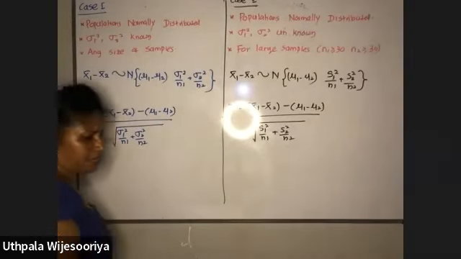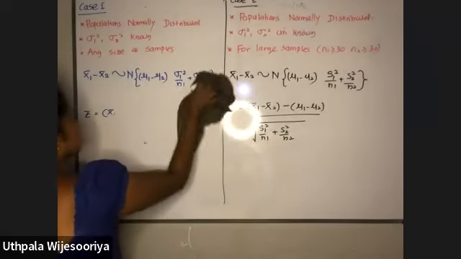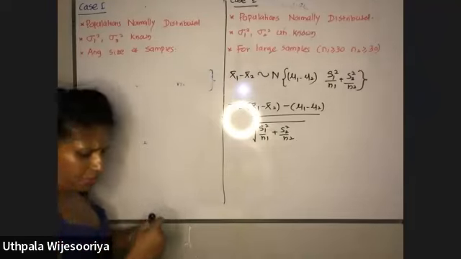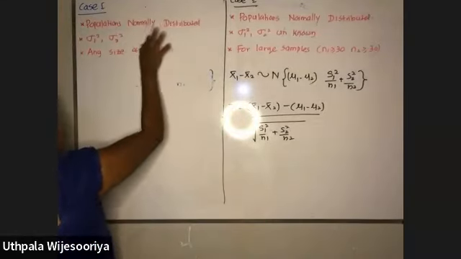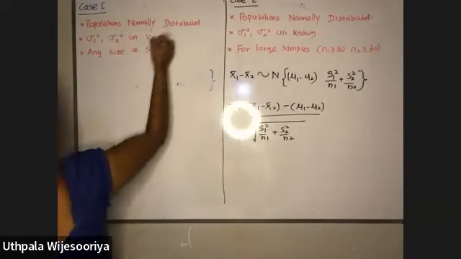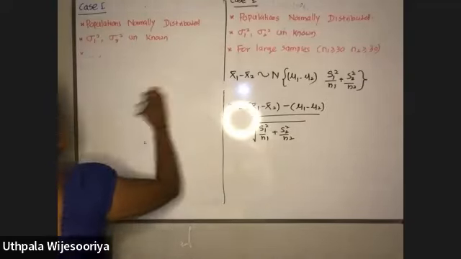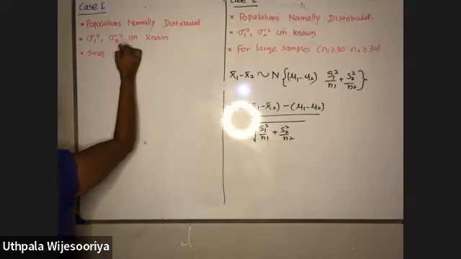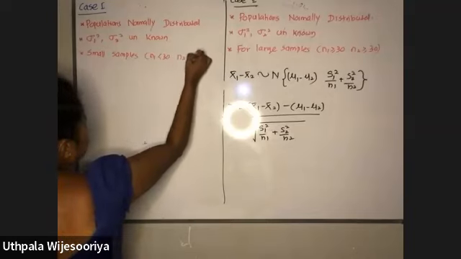Case number 3. Populations are normally distributed, but the population variances are unknown for small samples. What are small samples? n1 less than 30, n2 less than 30.